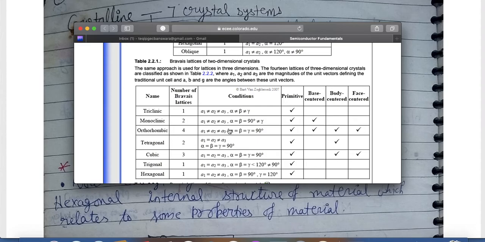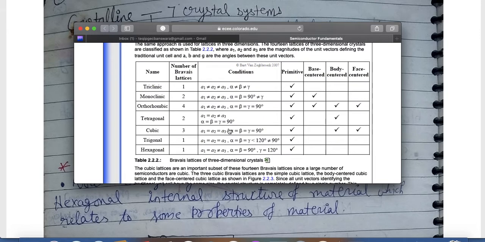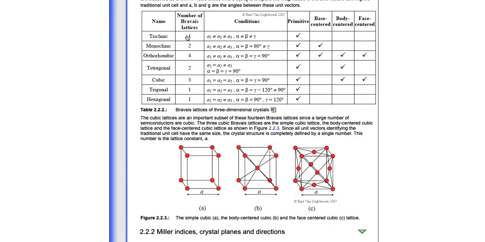As you can see in the picture, this is your triclinic system. In the triclinic system, the number of Bravais lattices is only one. The condition for this triclinic crystal system is that a1, a2, a3, which are the sides, should not be equal to each other, meaning the sides should all be different. And the angles between the two edges, alpha, beta, and gamma, should be different. In this kind of crystal structure, you will find only primitive cells.